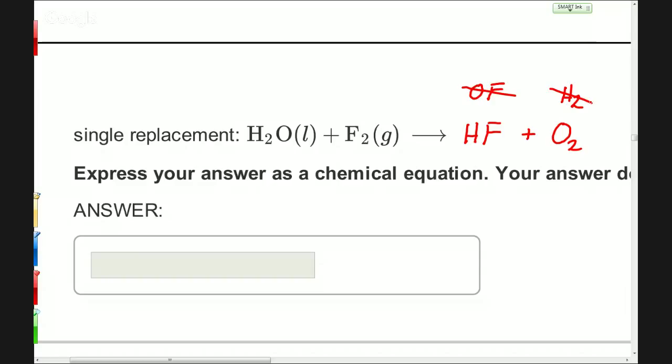I thought about OF, the charge would be minus minus, so we cannot make them. Right, that's another way to think about it. Yep. So if we balance this, we would need to have like this, and then four of these, and then two of these. Yep.